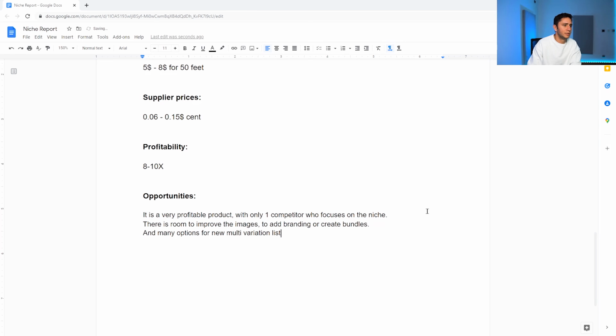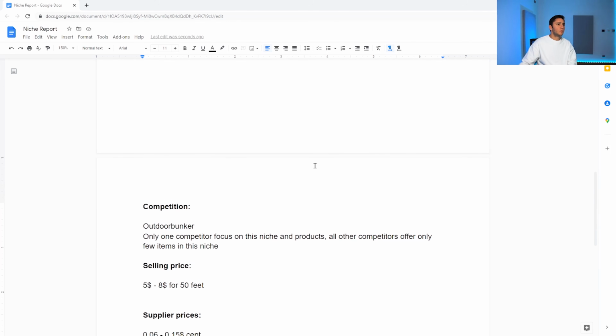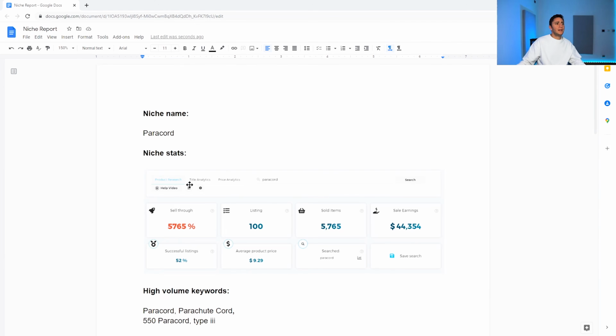Multi-variation listings. The goal here will be to cover more of the top of the search result. Why? Because this guy has so many listings. If we start to list a lot of listings in this niche, we can hit and run. We can move forward. So this report can be good for anyone. If you're already selling in a niche and you want to analyze it, or if you found a new niche and you want to check selling opportunities.